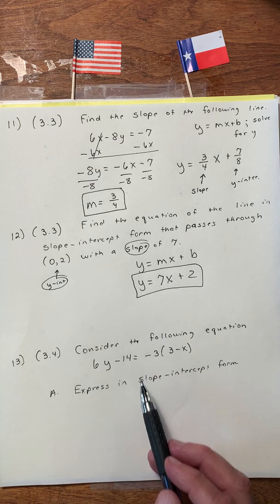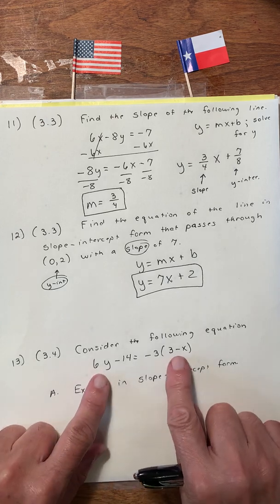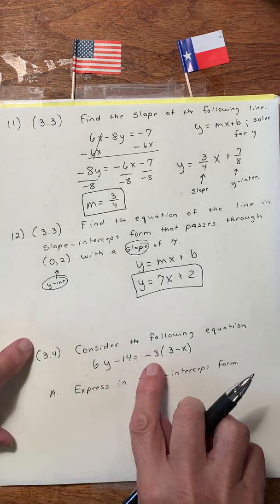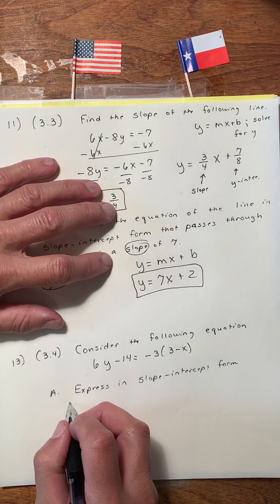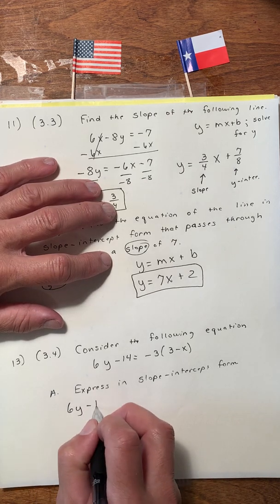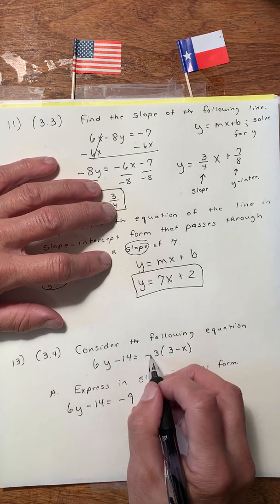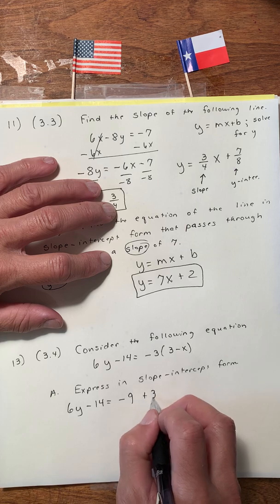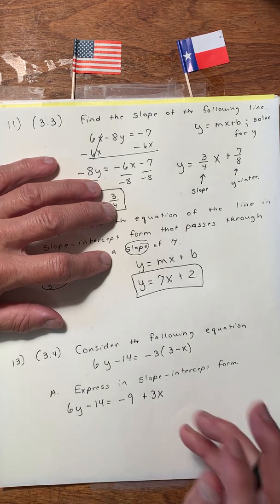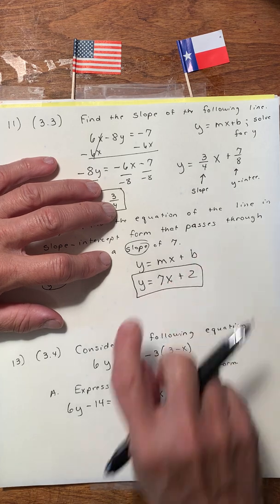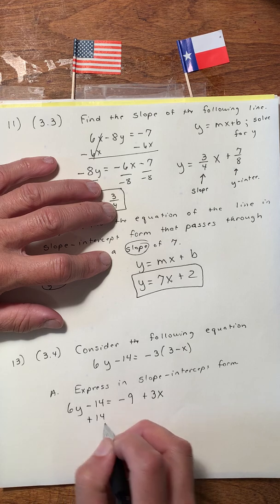All right, going on. Consider the following equation. All right, I'm considering it. Express it in slope-intercept form. Notice it has x's and y's. So let's distribute and get everything in good order. -3, -9. -3 times -x. Now, if it's in slope-intercept form, that means I want to have it in the form y equals. So I need to get my y's by themselves. So get rid of this 14.